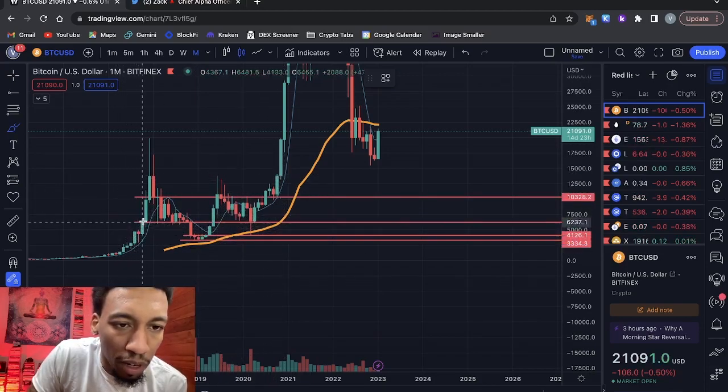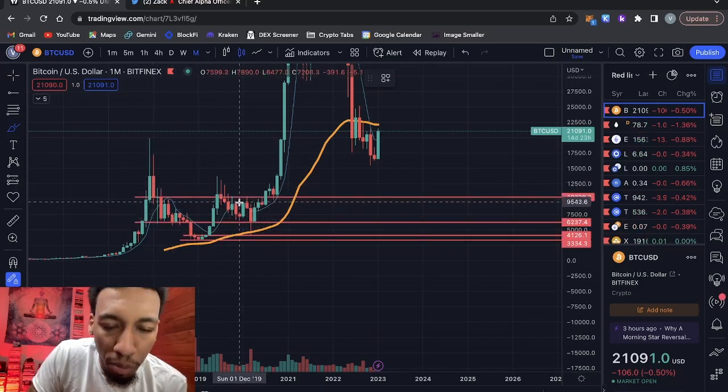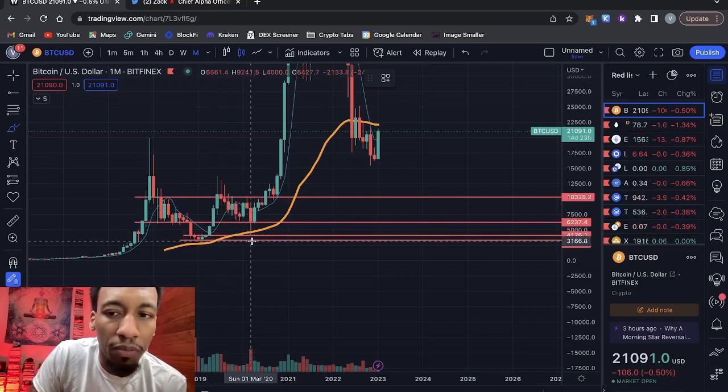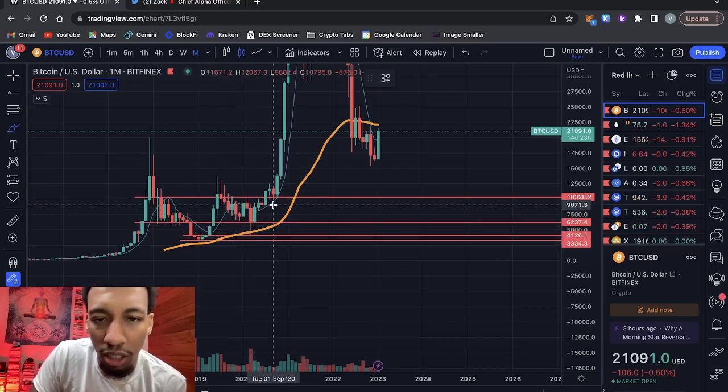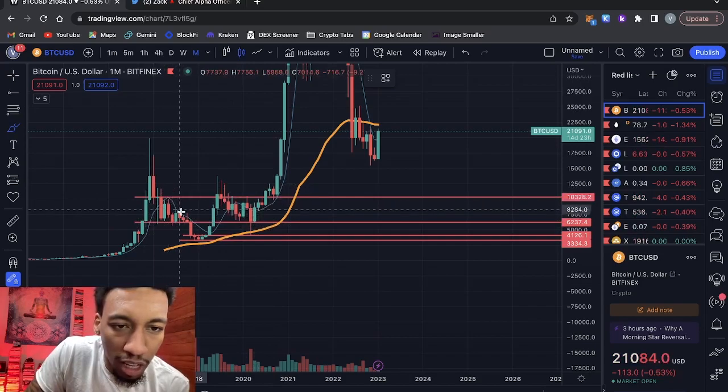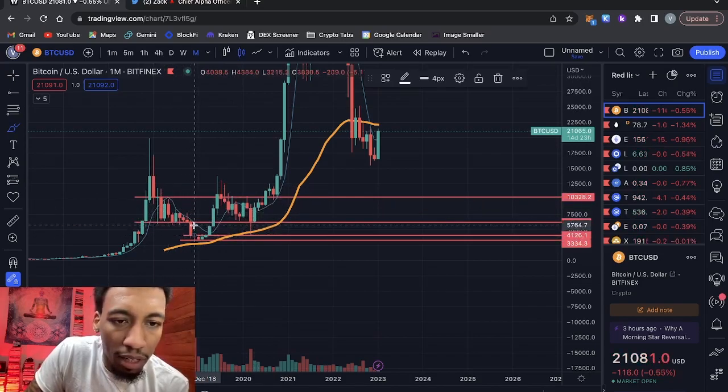You saw it break this ceiling here and test it as support. And the same thing on the downside. It likes to break the support and turn that support into resistance. So turn a floor into a ceiling on a downtrend. So we saw on this downtrend, it broke here and it came back up and retested.